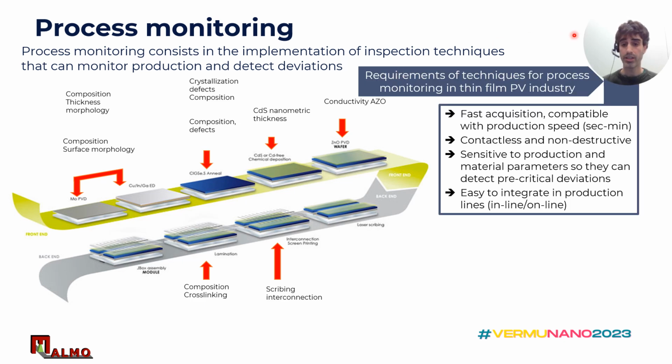And what are the requirements that the inspection techniques need to have to be used as process monitoring in the thin film PV industry? Well, first, they need to be fast, and they need to be compatible with the production speed. That means that they need to obtain information in a range going from seconds to around 1 minute. Also, they need to be contactless and non-destructive. Also, of course, they need to be sensitive to production and material parameters, so they can really be useful to detect critical deviations. And finally, they need to be easy to integrate in the production lines.